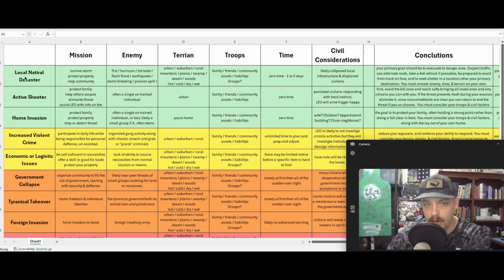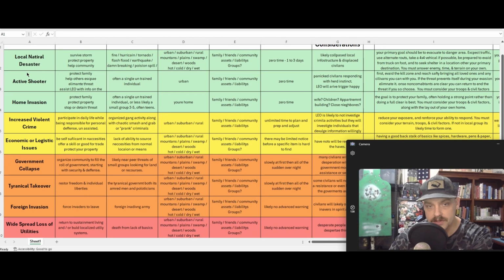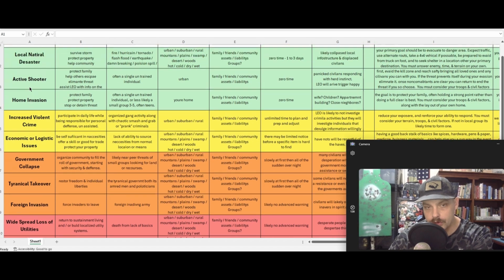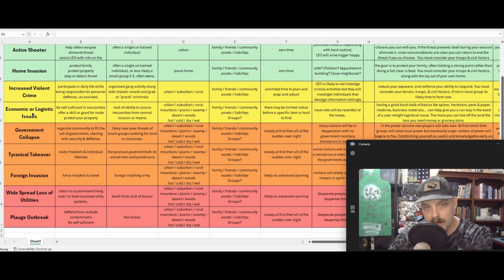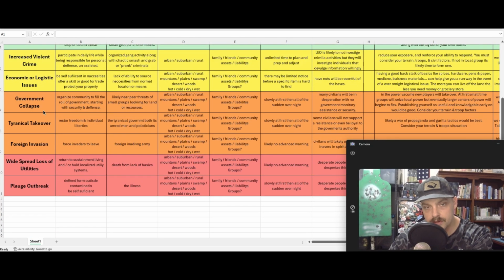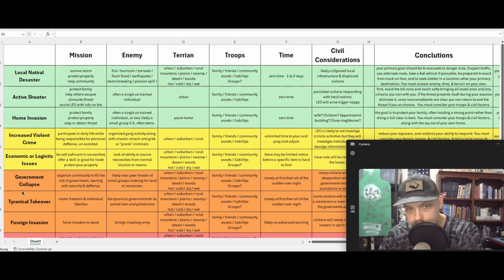And then on the other axis, we can see I have different possible SHTF events, if we will, listed, right? In order of most likely to least likely, right? So we have localized natural disaster, active shooter, home invasion, increased violent crime, economic or logistical issues, government collapse, tyrannical takeover, foreign invasion, widespread loss of utilities, plague outbreak. All right.